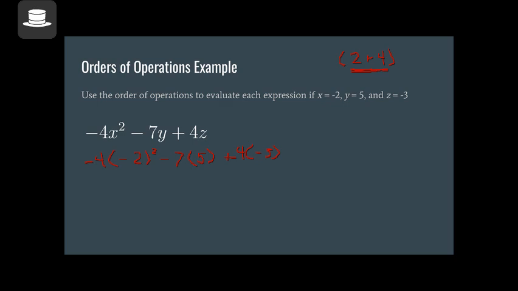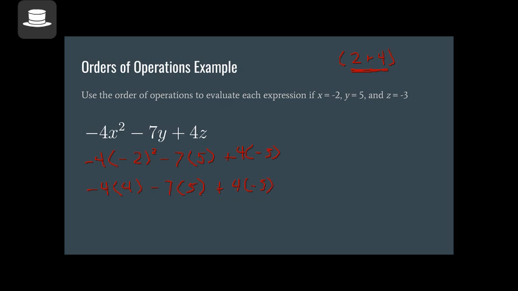So make sure in your calculator you do -2 as a quantity, meaning it is -2 as a whole. It gets squared and makes it 4. So I have -4 times 4 minus 7 times 5 plus 4 times -3. All right. And so now that I've taken care of my exponents, I can keep going with PEMDAS.